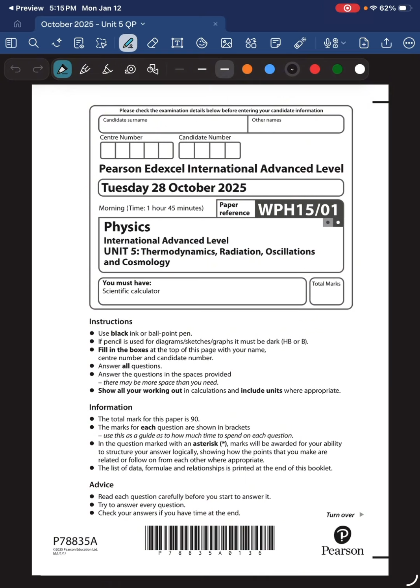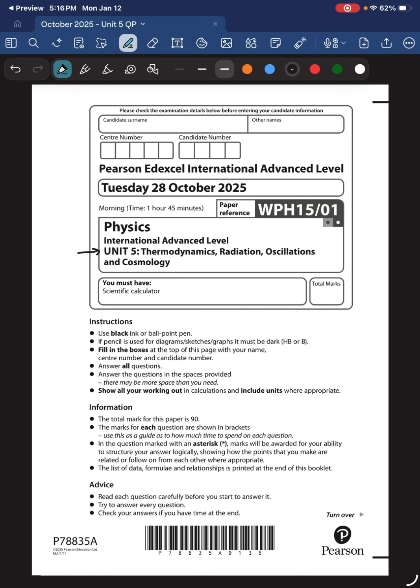So today we're going to do a Unit 5 paper, okay? It's the Unit 5 Thermodynamics, Radiation, Oscillations, and Cosmology paper from October 2025. So this is one of the most recent ones actually, okay?